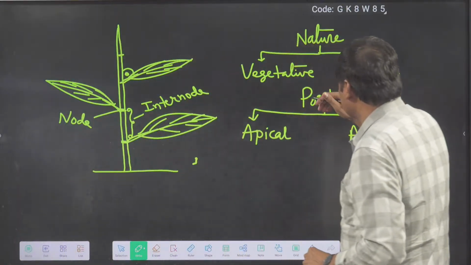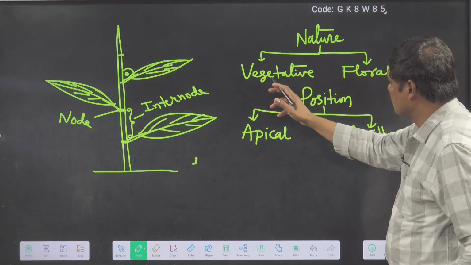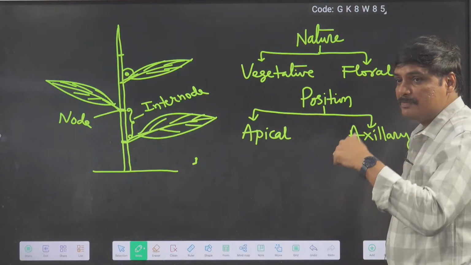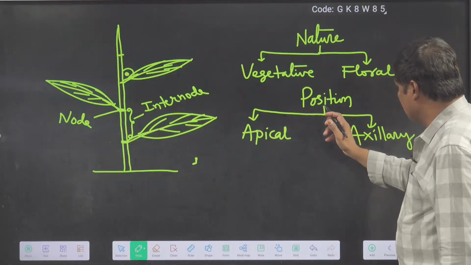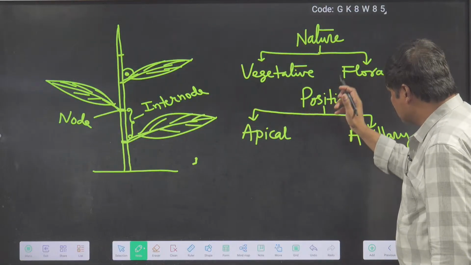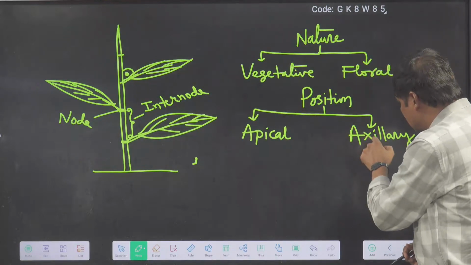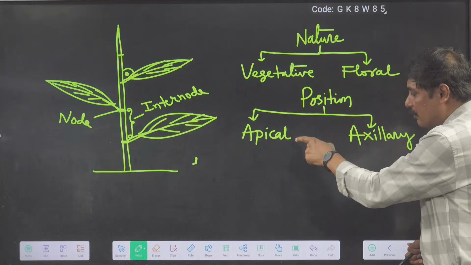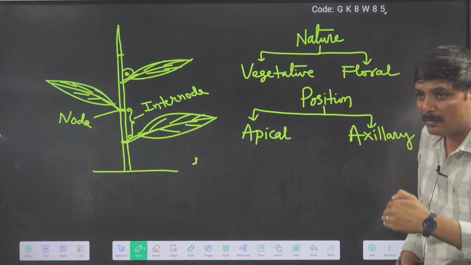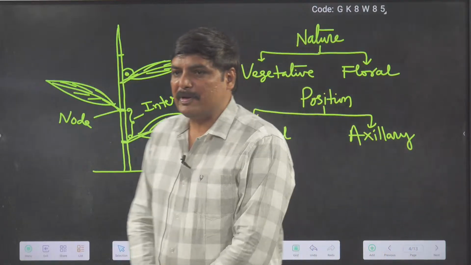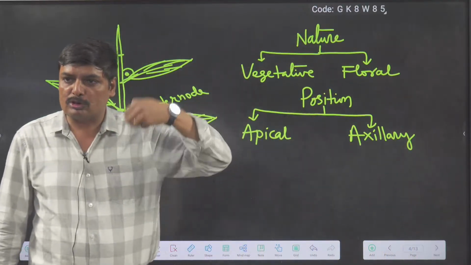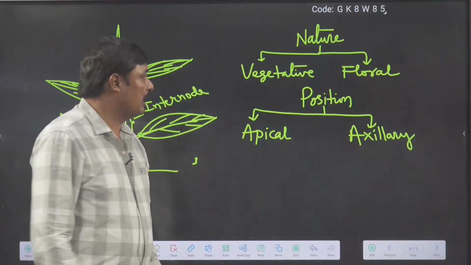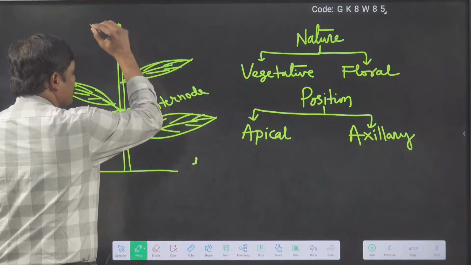See, there are two types of classification. Based on nature, buds are two types. Vegetative buds, these buds give rise to branches. Floral bud, this bud produces flowers. And based on the position, two types of buds, apical buds, axillary buds. Axillary buds may act as vegetative bud or floral bud. Apical bud maintains vertical growth of the plant body, that is generally present at the tip of the stem, tip of the branch. And these buds are called apical buds.